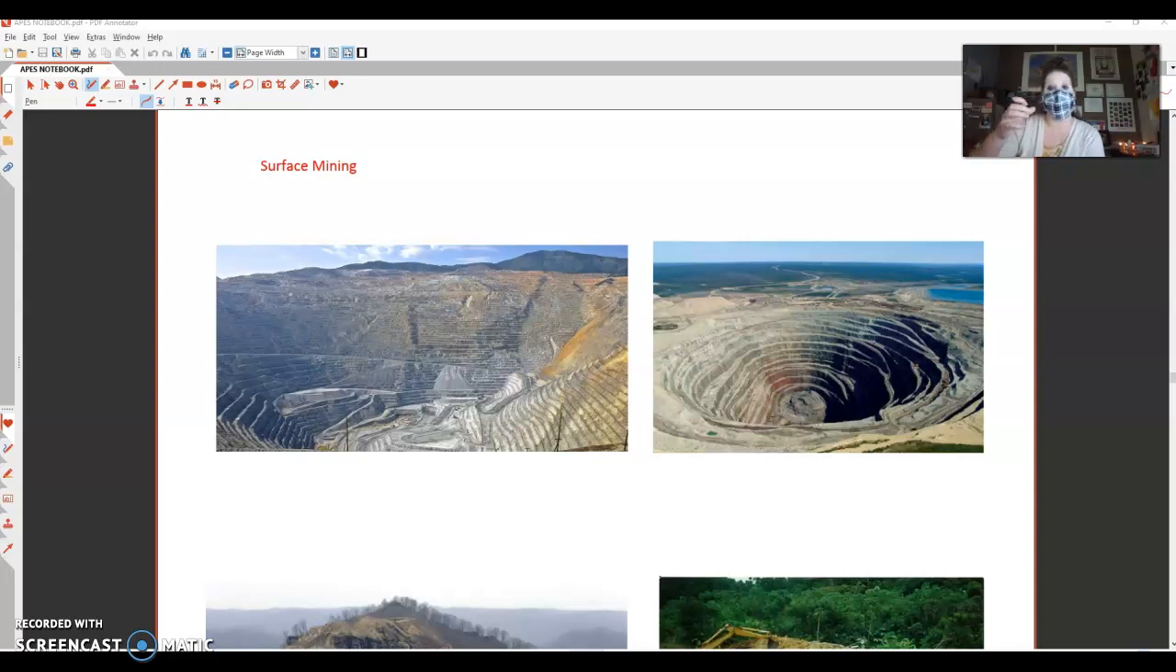the earth. It's not like the gold and the diamonds are just sitting on top. We have to actually dig in the earth to get to them. So with surface mining, the minerals are close to the surface of the earth.